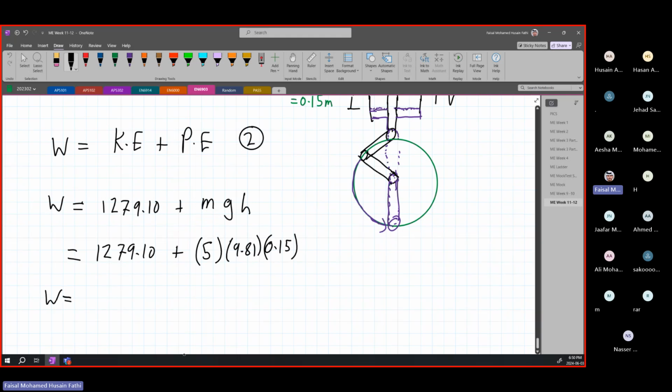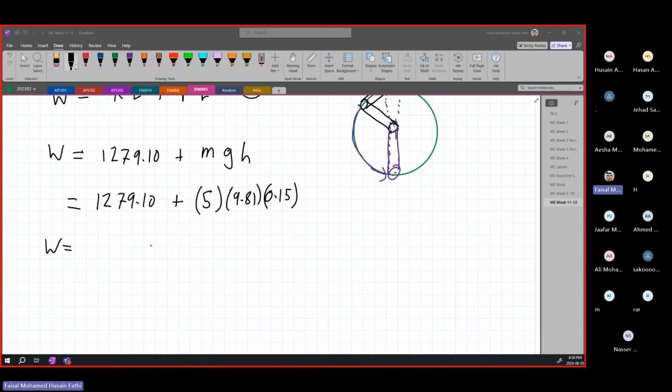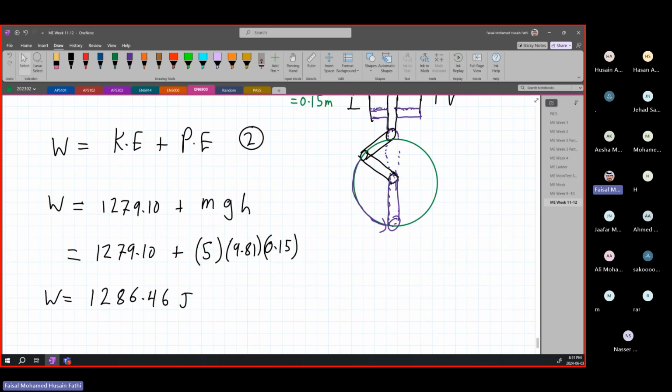So our work is going to be equal to 1279.10 plus 5 times 9.81 times 0.15. The total work done is going to be 1286.46 joules. All right, so this was our first equation.